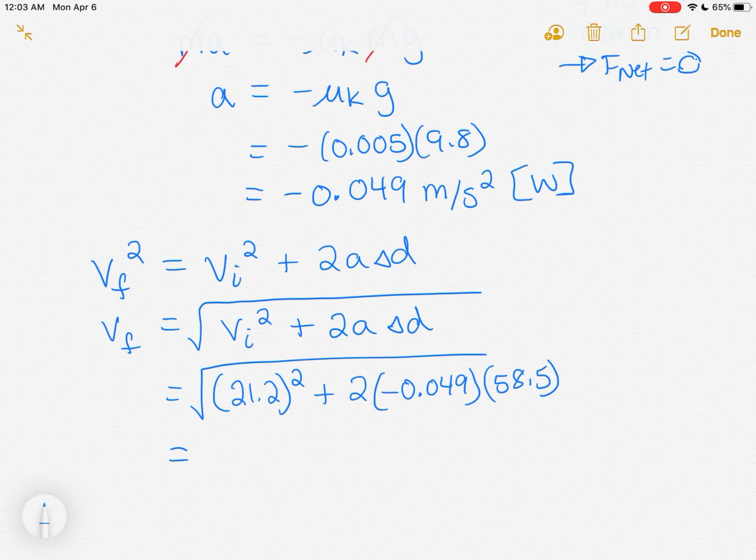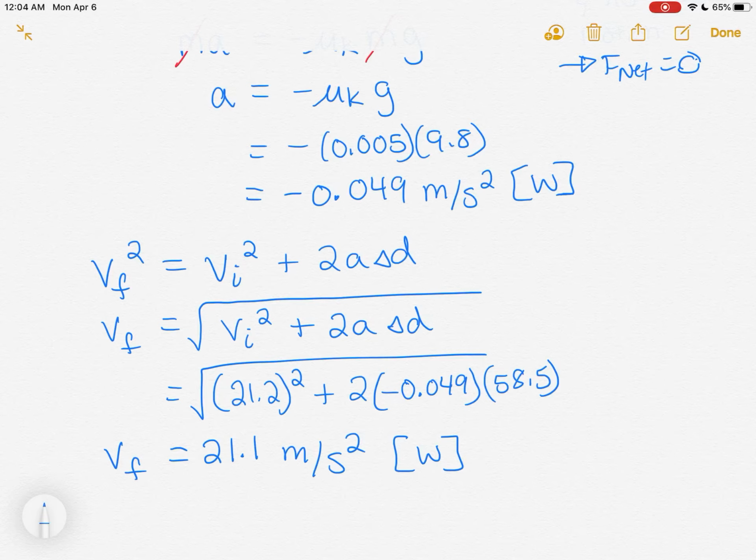So 21.2 squared plus 2 times negative 0.049 times 58.5. And then square rooting that, I get a VF of 21.1. Yeah, 3 sig figs. So VF is 21.1 meters per second, and again, that's going to be to the west. So the puck is definitely still moving. It hasn't slowed down by a lot. However, we know that its acceleration was relatively small, and so it wasn't slowing down by a huge amount.